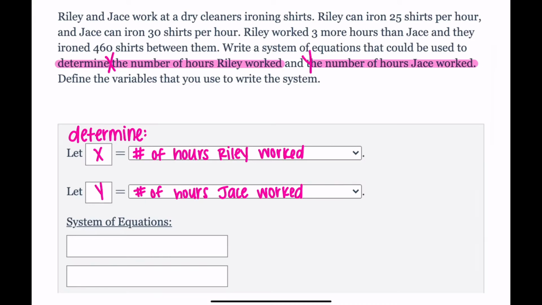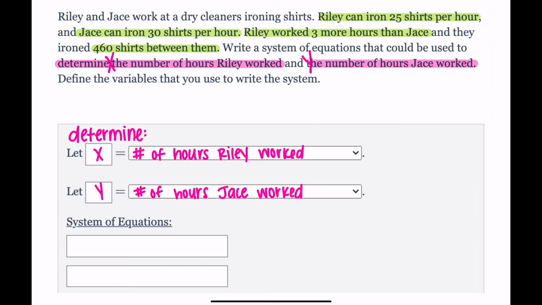The things that we know are that Riley can iron 25 shirts per hour. And Jace can iron 30 shirts per hour. We know that Riley worked 3 more hours than Jace. And they ironed 460 shirts between them.